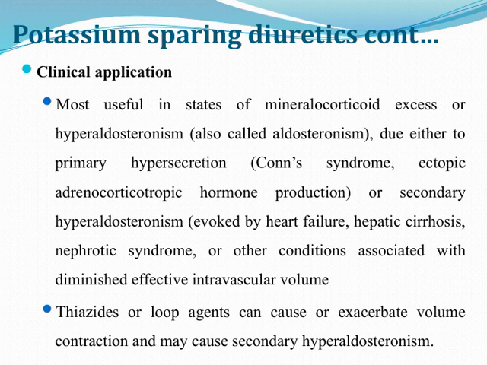It's also important to remember that other diuretics, such as thiazides or loop agents, can sometimes cause or worsen volume contraction. When this happens, the body responds by increasing aldosterone secretion, leading to secondary hyperaldosteronism. Understanding these mechanisms helps us appreciate why potassium-sparing diuretics are especially beneficial in these scenarios. They can help counteract the effects of aldosterone excess and prevent further potassium loss. This highlights how these agents fit into the overall management of conditions related to fluid and electrolyte imbalances.